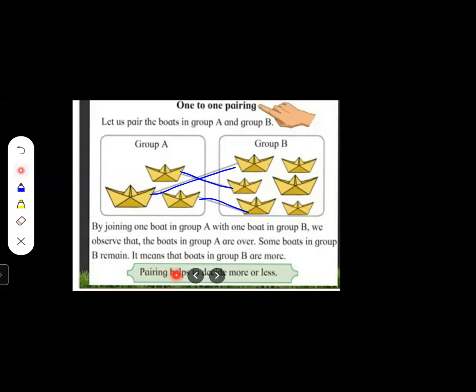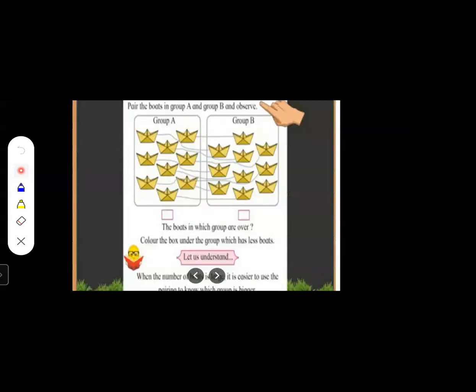Okay. Pairing helps us to decide more or less. Now we are pairing these objects, right, from group A to group B. It helps us to understand which group is more or which group is less. It helps us to understand in which group the objects are more and in which group the objects are less.